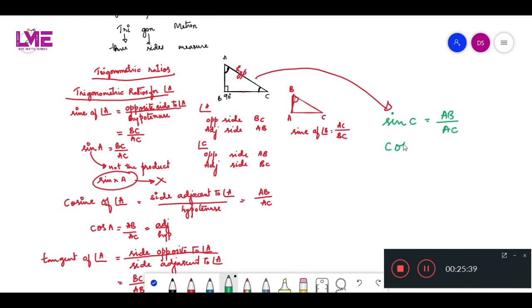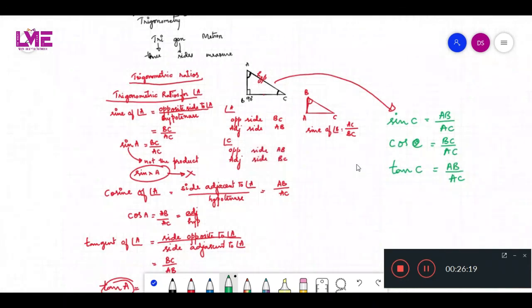Now cos C, which is cosine of angle C, is given by adjacent by hypotenuse. The adjacent side for angle C is BC, so BC by AC. Next, tangent of angle C is tan C, which is opposite side by adjacent side. Opposite side for angle C is AB, and adjacent side for angle C is BC. I hope this is clear. So we have learned sine of angle, cosine of angle, and tangent of angle.